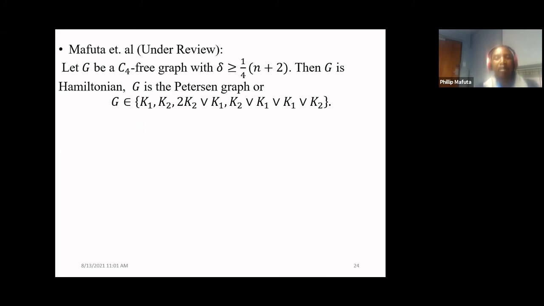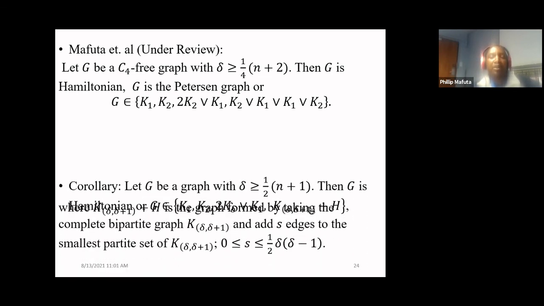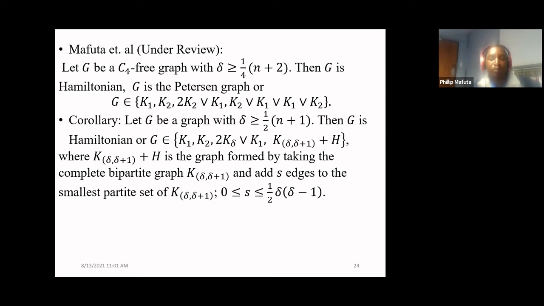Apart from that, we obtained a good property of the Petersen graph, that whenever delta is at least 3, the Petersen graph is the only non-Hamiltonian graph that has the condition delta at least 1/4 n plus 2. And in that, we also managed to prove sufficient conditions for a triangle-free graph to be Hamiltonian or traceable in terms of order and minimum degree.